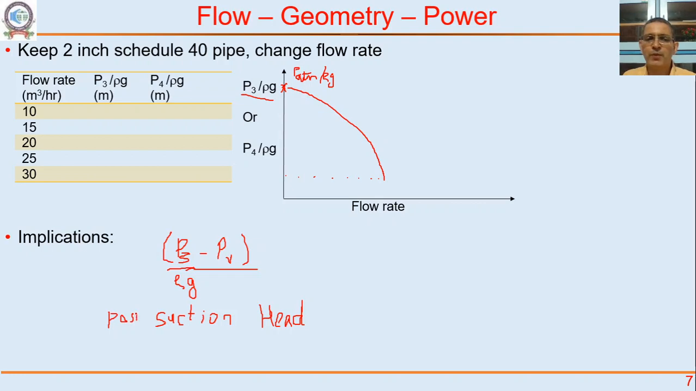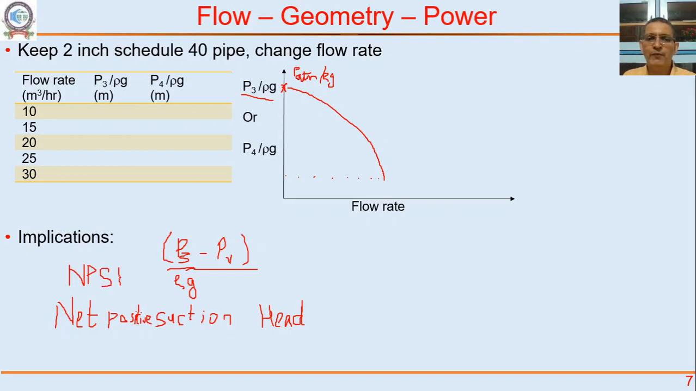So this is called positive suction head. We don't want it to become zero. We don't want it to become negative. We always want it to be positive. And we call it net because that is what is available to us. So this difference is called NPSH, net positive suction head.